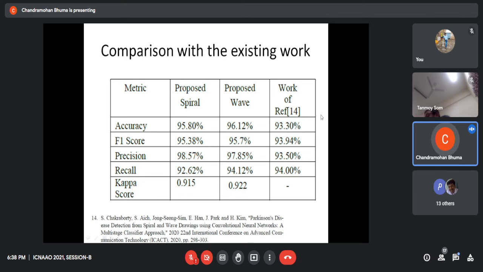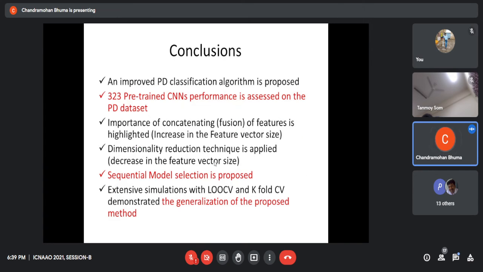So compared to the work of the 14, that is Chakravarti's paper, the accuracy offered for both the spirals and the waves is much higher. Basically, they have combined both the spirals and waves in their work, that is Chakravarti's work. So compared to the existing works, this way of concatenating by selecting the models in a sequential manner should improve the classification accuracy, particularly for Parkinson's disease detection.